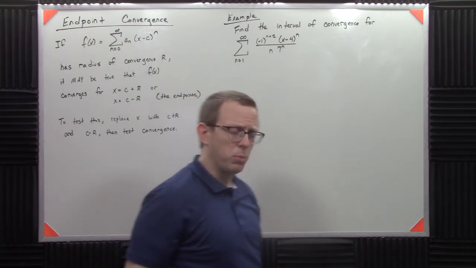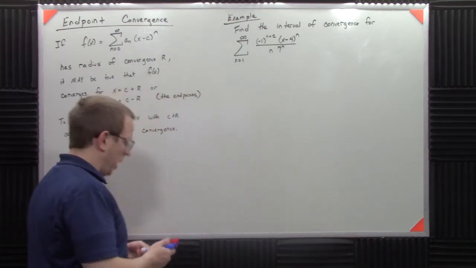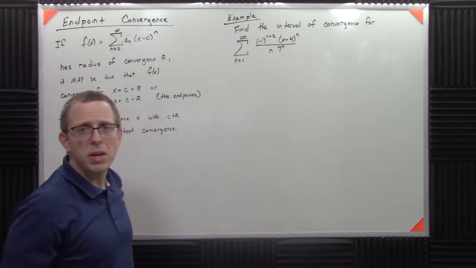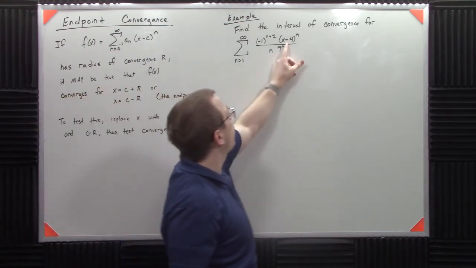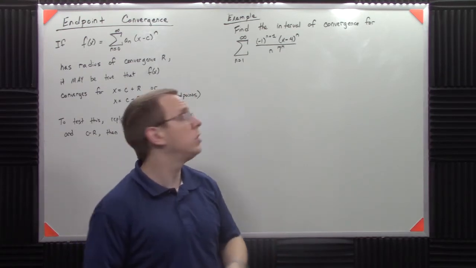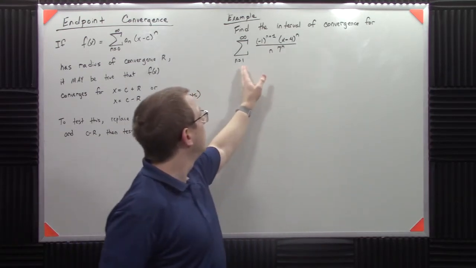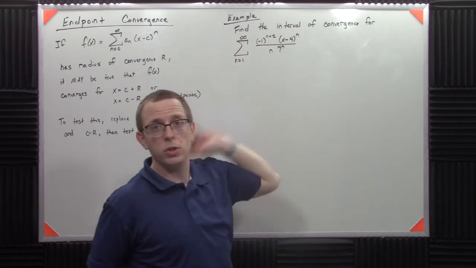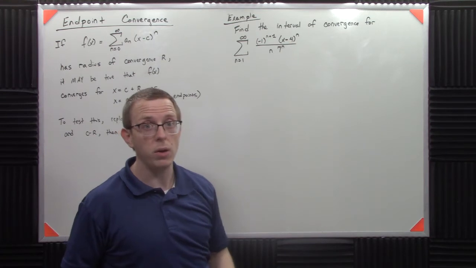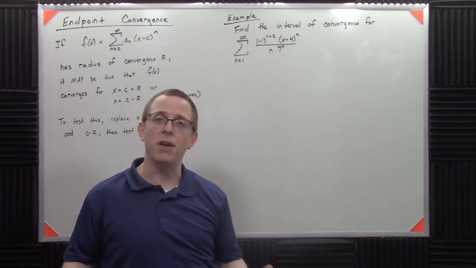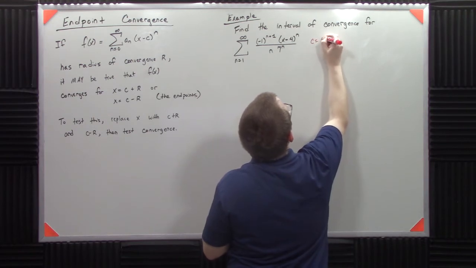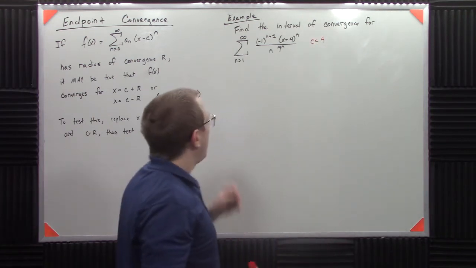So let's do an example. Okay, I'm looking at this and I see, all right, what's my center? Well, it looks like my center is 4, because if I plug in 4 for x there, it's going to eliminate all the terms, period. So it's just going to completely be 0 at x equals 4, which, by the way, would be convergent, but it's not very useful. So we're going to say my center is 4.